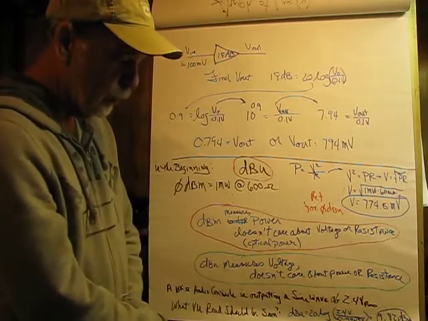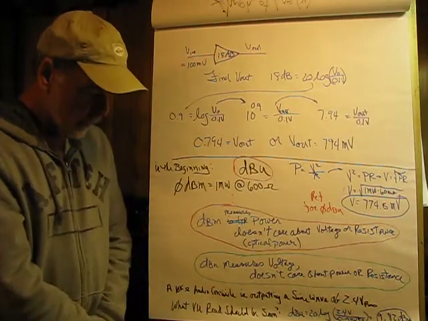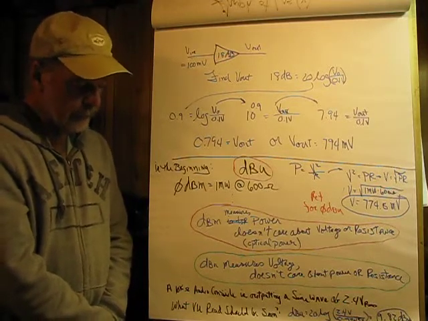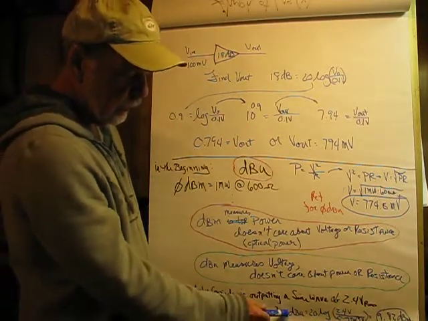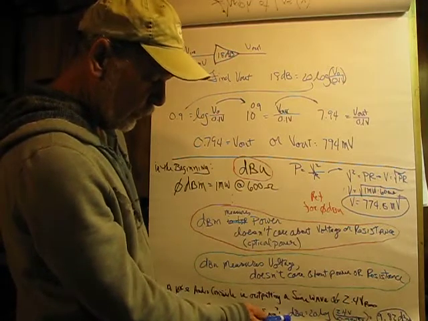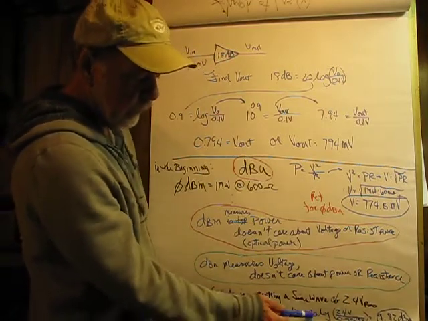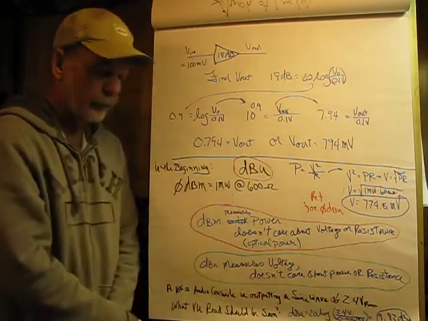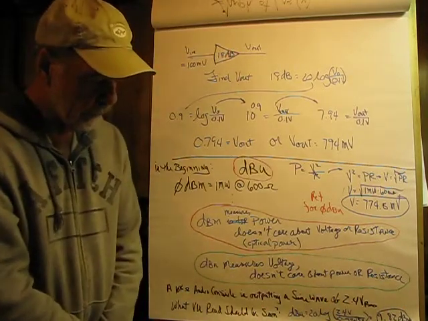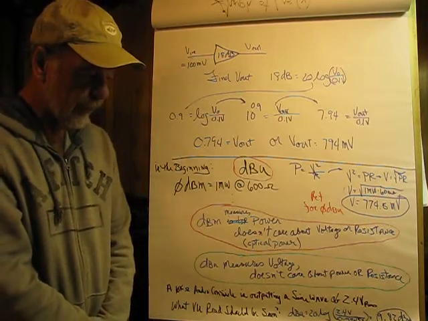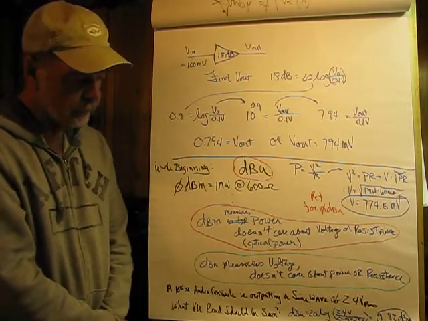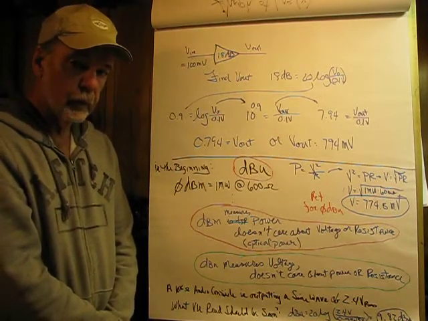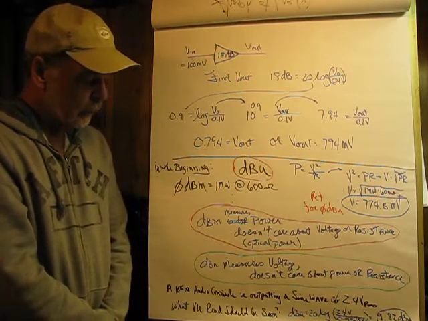Outputting a sine wave at 2.4 volts RMS, what should the VU panel meter read? So we would just set this up as dBu equals 20 times the log of our 2.4, and note that our reference now is 0.7745 volts RMS, and our VU should be reading 9.82 dBu.